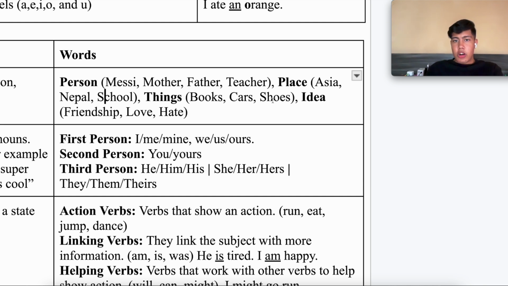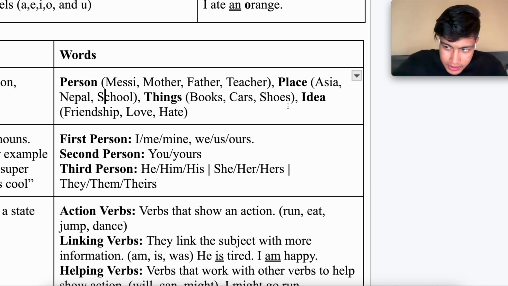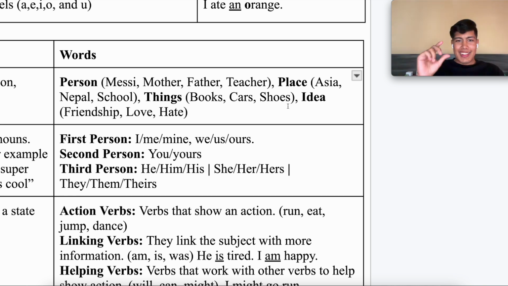Things. Books, cars, shoes, just things, objects. This bag right here, that pencil case, or sorry, that eyeglass case I was holding earlier. Ideas. Ideas like friendship, love, hate. Those are nouns.